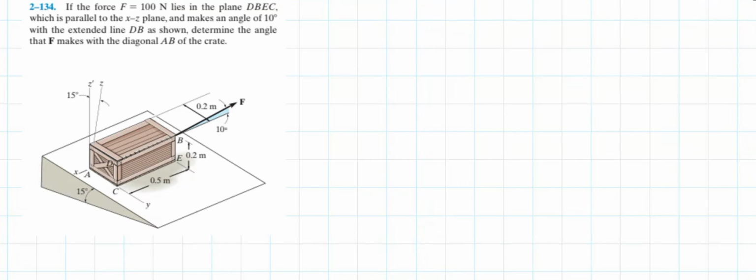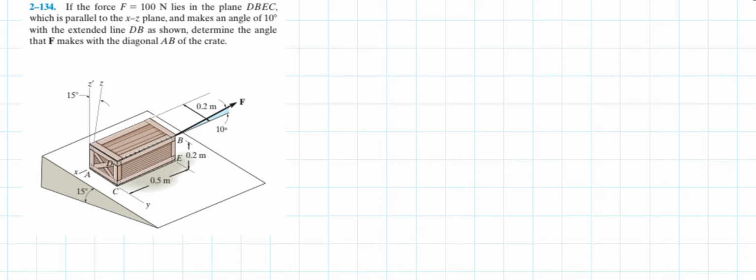This question says that if the force F, which is equal to 100 Newton, lies in the plane DBEC, which is parallel to the XZ plane and makes an angle of 10 degrees with the extended line DB as shown, determine the angle that F makes with the diagonal AB of the grade.